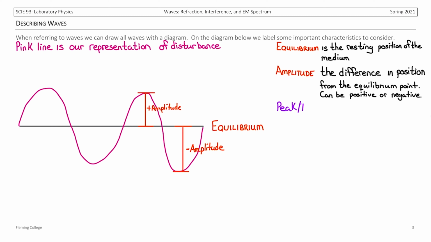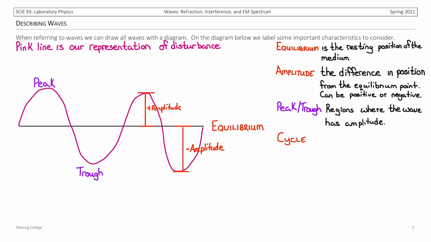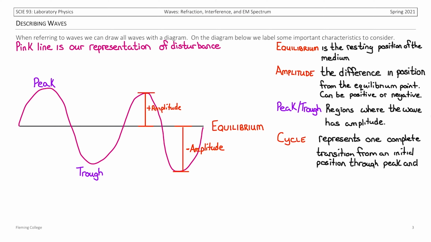Now, those humps have special names. If we go above the equilibrium line, so we have a positive amplitude, we refer to that region as a peak. And when we have a negative amplitude, or we're below the equilibrium line, we refer to that as a trough. When we look at a complete transition through the whole range of positions in a wave, we call that a cycle. So this is when we go from a starting point through a peak and trough and back to that same starting point.